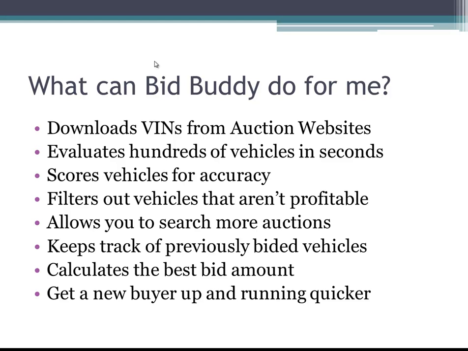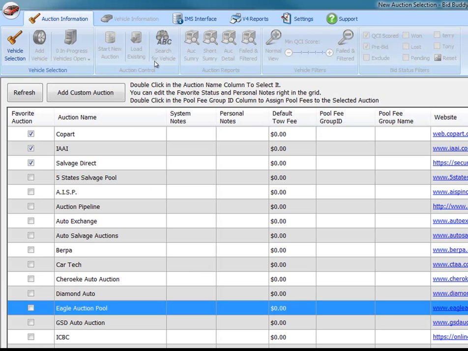This allows you to search more auctions. If you can't find the cars that you need at a certain auction that you normally go to, maybe if you expand out and go to more auctions, you can find the right cars. It also keeps track of previously bidded vehicles. It helps you calculate the best bid amount, and it's also very useful in getting a new buyer up and running quicker. This is the screen that shows every auction in the United States.